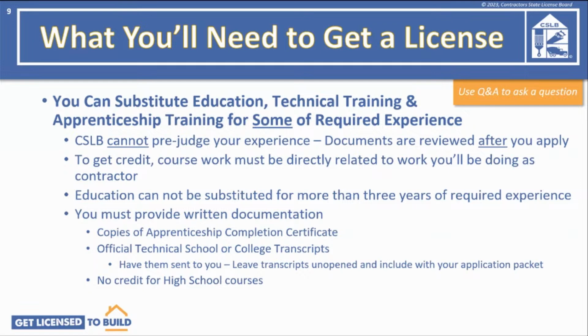To apply for educational credit, you must provide CSLB with written documentation. That means a copy of your apprenticeship completion certificates you earned, or official technical school or college transcripts. Have your transcripts mailed to you. Do not open the envelope. Leave it sealed and include it with your CSLB application packet. Note that high school courses will not earn you any credit towards your contractor's license.